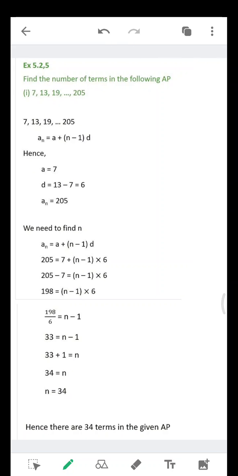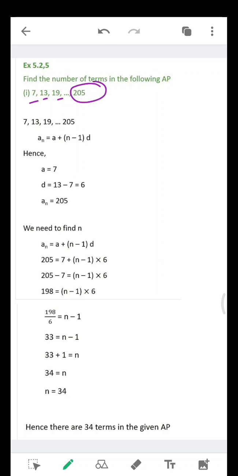The next question: find the number of terms. In this also we'll apply the same method. We have to find, from 7 to 205 in this series, how many terms are there. How many terms are there in this series till 205? Again I don't know which term 205 is here. If I know which term 205 is in this series, then I can say that many terms are there in the series. So this is the first term, second term and third term.